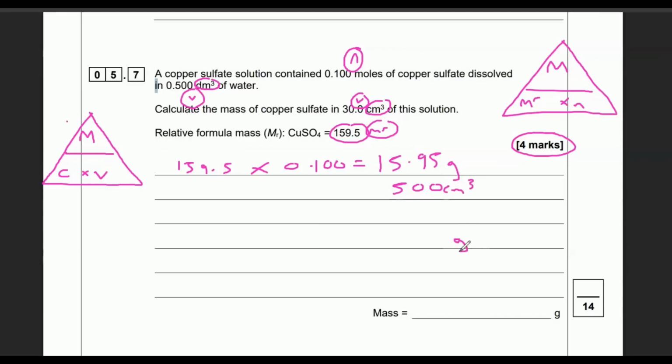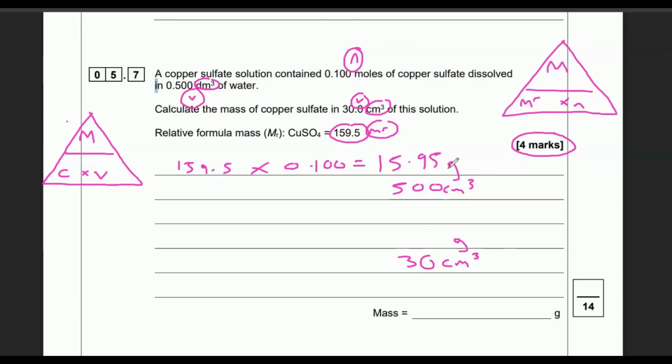What is the mass going to be in 30 centimeters cubed? That's what we're asking ourselves. So if I know that I have 15.95 in that, what is the mass in that? So I could just go 30 divided by 500 times 15.95. That's one of the ways I can do it.